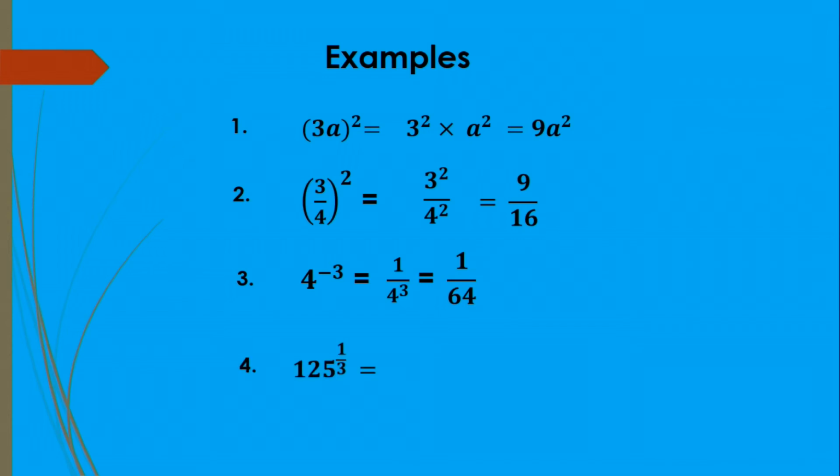125 power 1/3. Here, to be able to evaluate this number, first you need to write the 125 in index form. It becomes 5 power 3, because 5 times 5 times 5 is 125. Here we have (5 power 3) power 1/3. 5 power 3 is inside the bracket, then you have power 1/3. So you are going to multiply 3 by 1/3. In multiplying 3 by 1/3, the number 3 will get cancelled. You will be left with 5 power 1, which is of course equal to 5.